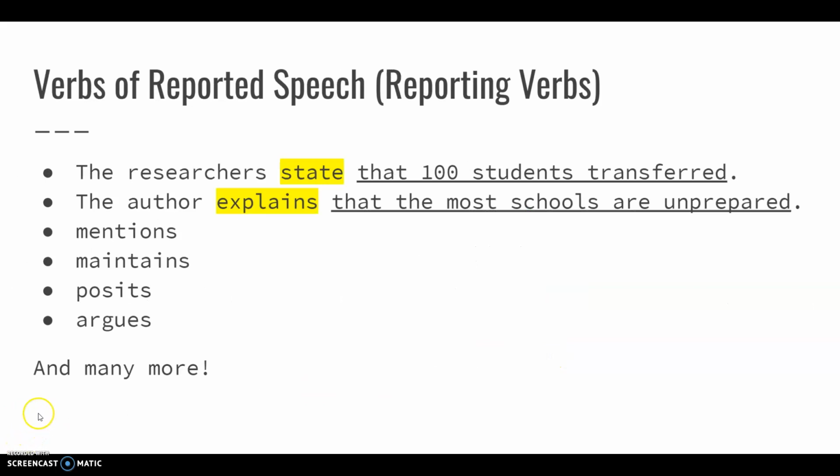Here we have a list of some of the specific types of verbs that we use to introduce the noun clause in a reported speech. These are called verbs of reported speech or reporting verbs. These are verbs that we use to show or report what someone else has said. So some of the common ones are states, explains, mentions, maintains, posits, argues. Of course, there are many more, but these are, again, some of the more common ones. And that's just a little bit about reported speech.